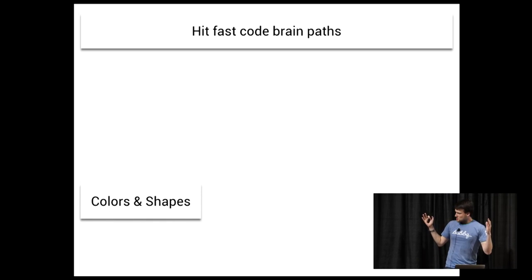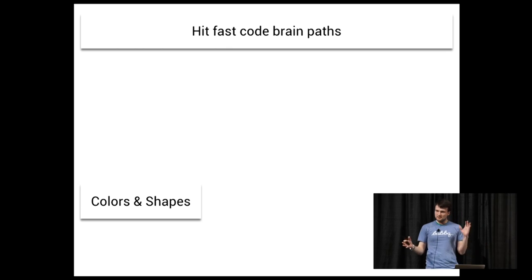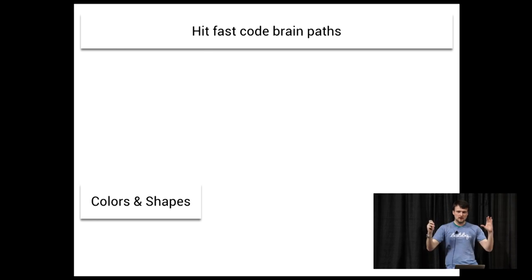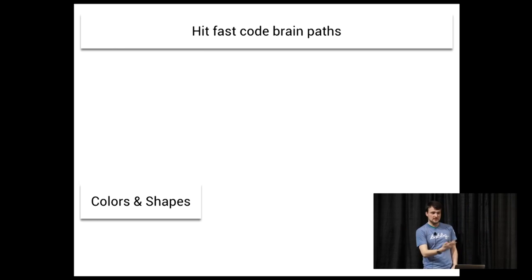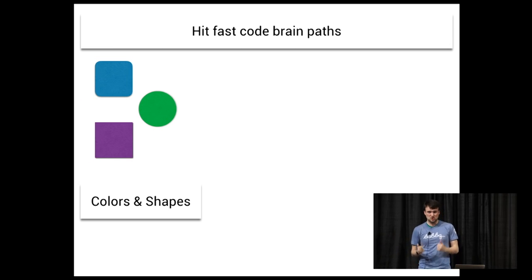So just in general, you have a couple of things in your brain that are faster than others. The first one is colors and shapes. Colors and shapes you recognize really, really fast. If you've got a bunch of colors on the screen, you can identify those colors really fast. If you've got a bunch of shapes on the screen, you can identify those shapes really, really fast. If you have a bunch of text on the screen, that's really slow. That requires a lot of processing.